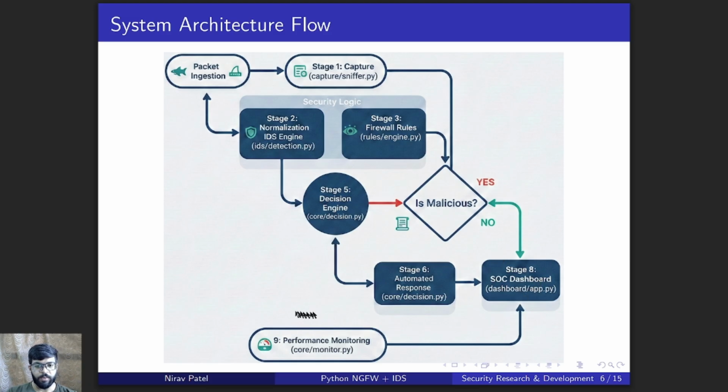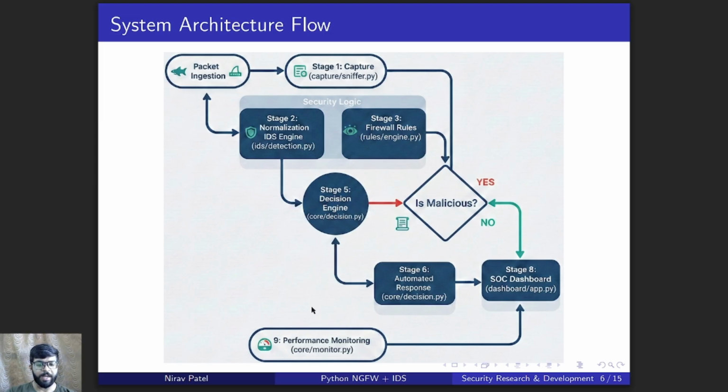Now, we will go to stage 9, performance monitoring. Independently of the detection pipeline, stage 9 continuously monitors system performance. It tracks CPU usage, memory consumption, and packet rate. This ensures that security enforcement does not compromise system stability.